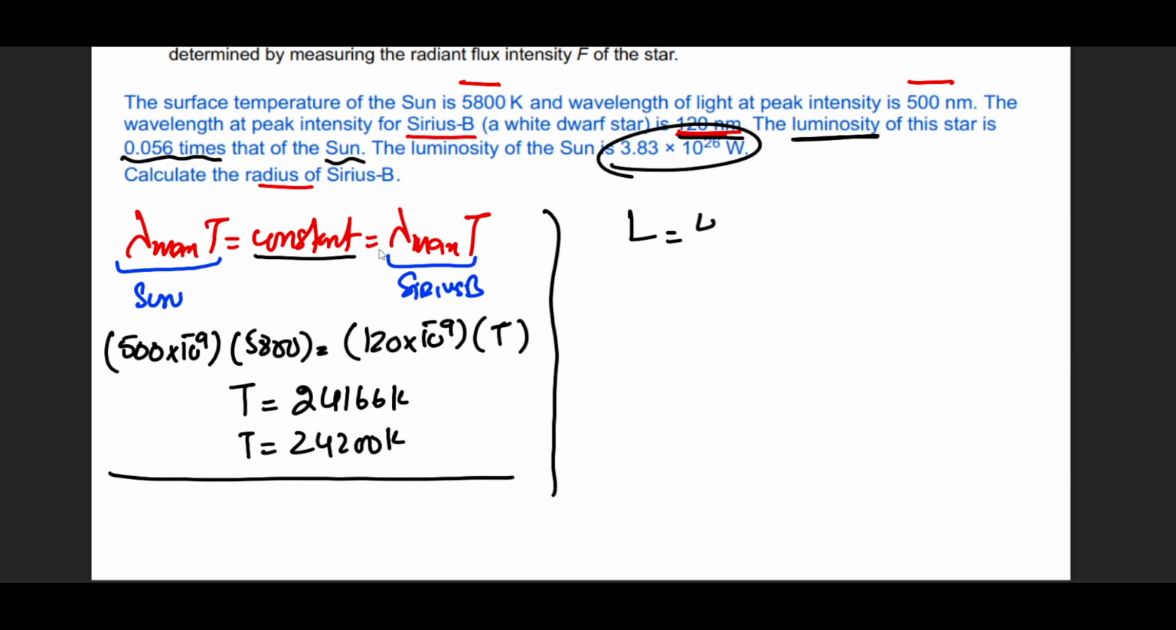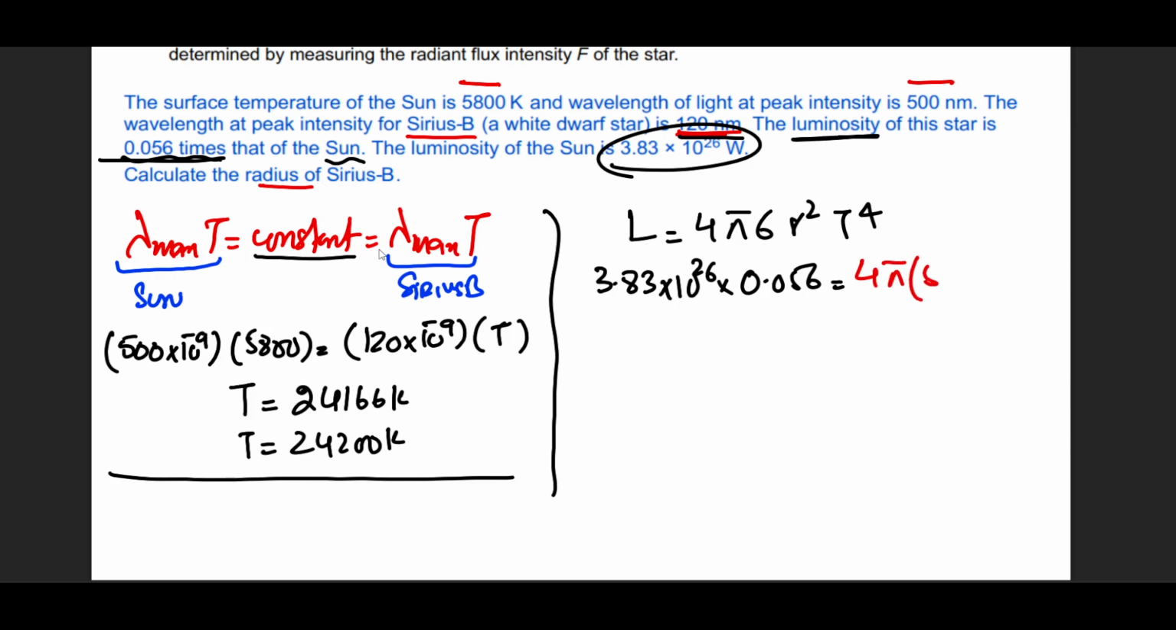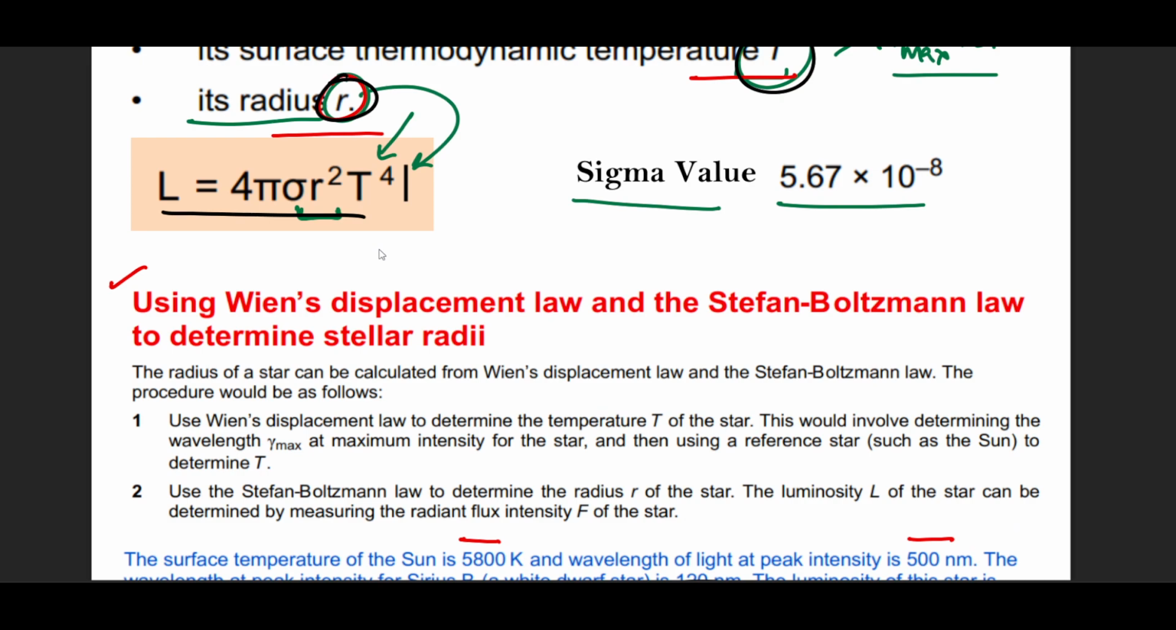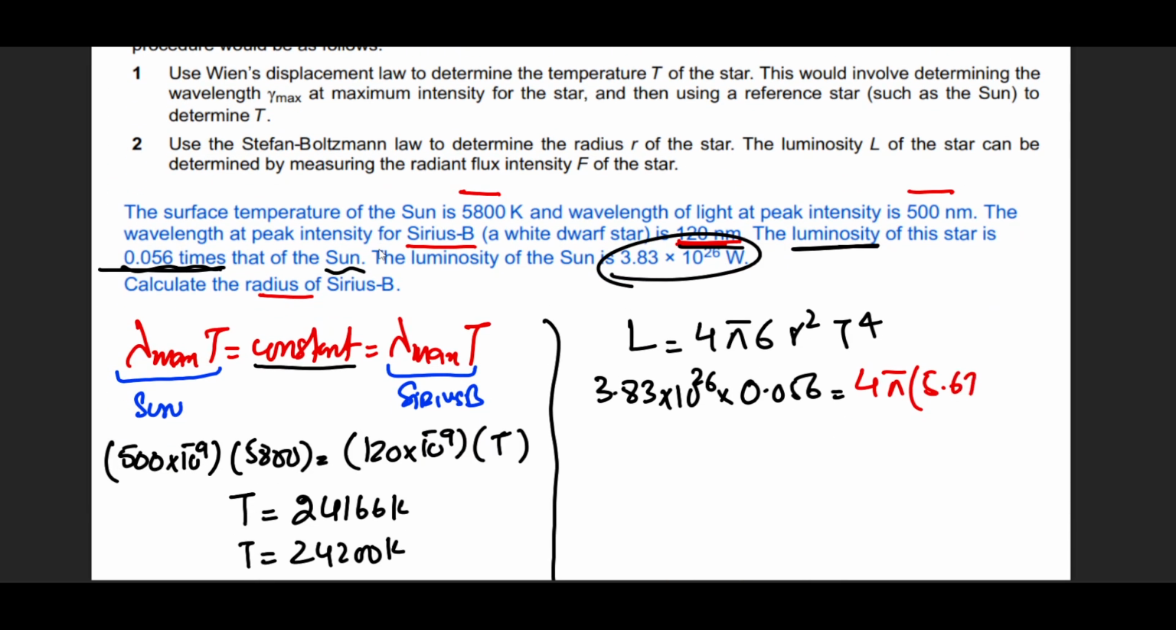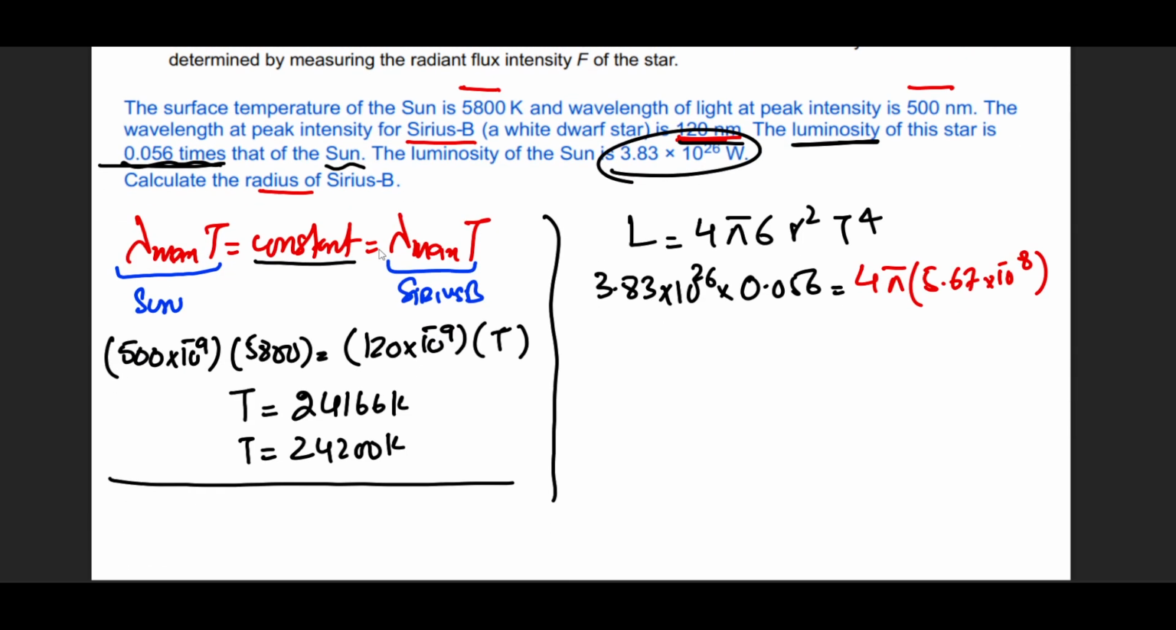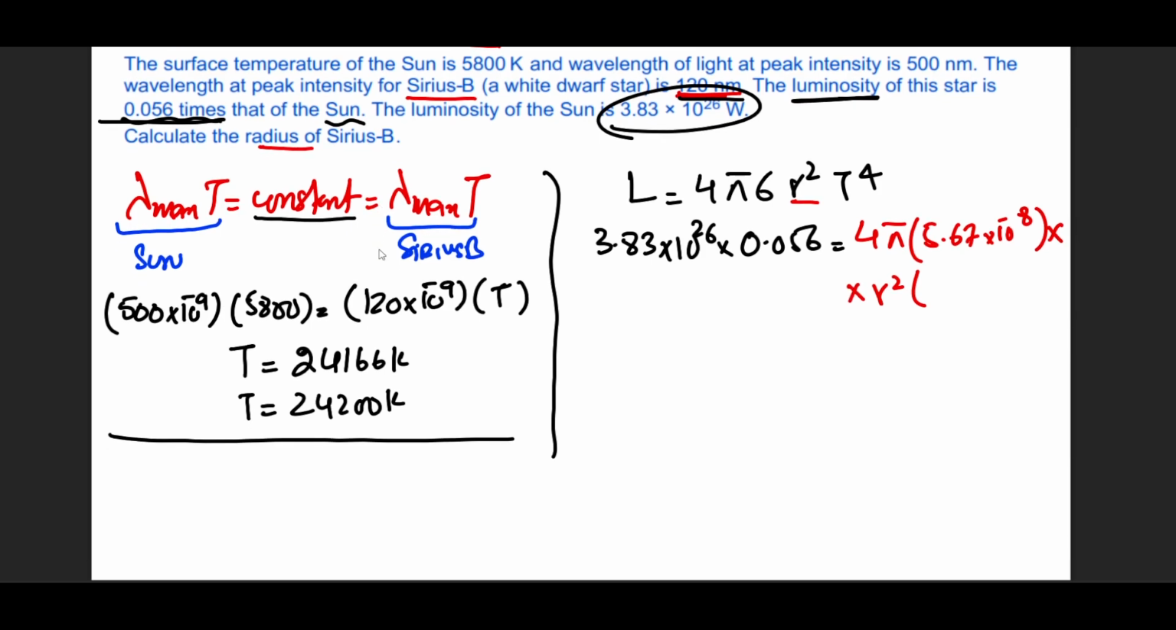So L equals 4 pi sigma r squared T raised to power 4. L will be 3.83 into 10 raised to power 26, but multiplied by 0.056 because it is not as bright or not as powerful as the sun, equal to 4 pi sigma. Let me go back to the standard value, which is 5.67 into 10 raised to power minus 8, R squared, radius squared. Do we know this? We don't know this. Again, it is being multiplied, so I'm just writing this over here because I don't have enough space. And the temperature was found from the previous part, which is 24,200 Kelvin.